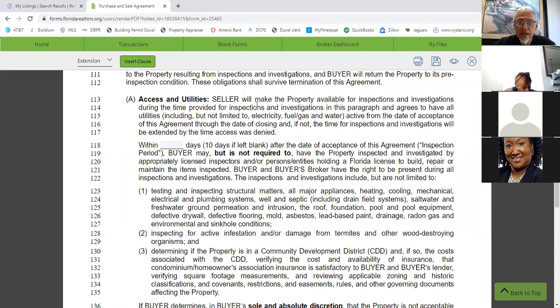Access and utilities. And again, there's something else here that you've got to see. Seller will make the property available for inspections, including but not limited to, they have to have the electric on, the fuel, the gas, the water, active from the date of acceptance of this agreement through the date of closing. That means they can't turn stuff off 3 days before closing, because you're going to do a walkthrough the last day. It has to be on to the date of closing.